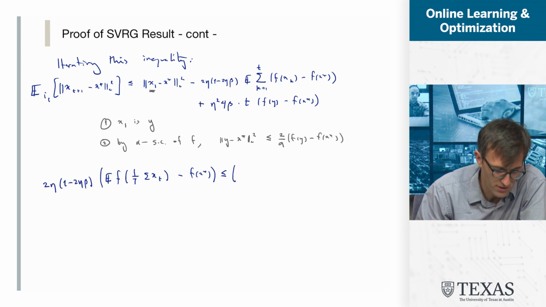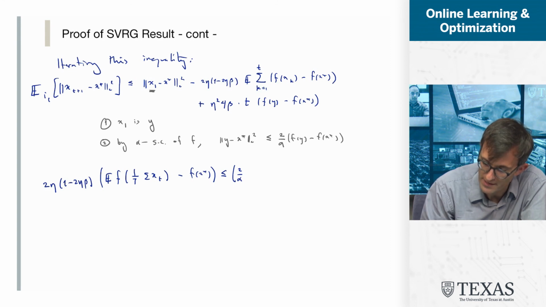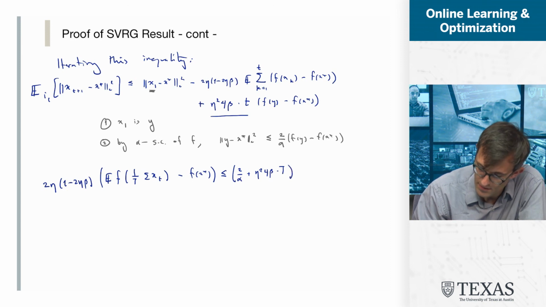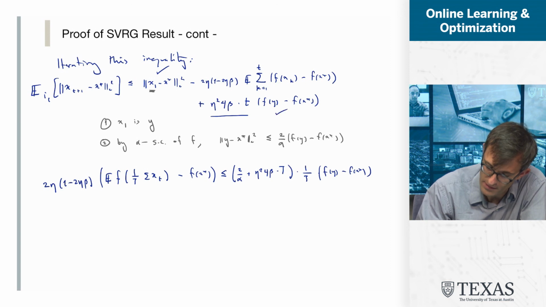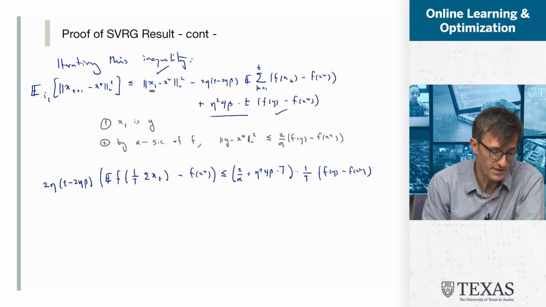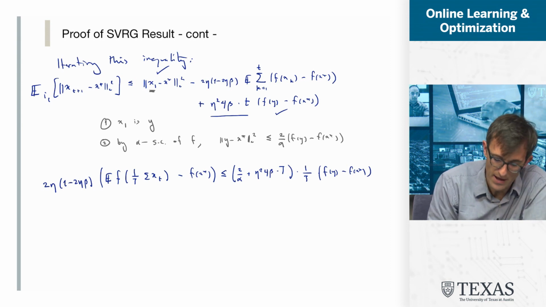it's just accounting. You just need to trace through everything. Here's my 2 over alpha times f of y minus f of x star. I need to add that to eta squared 4 beta times t. But I'm also dividing by t, so I've got my 1 over t, and this is my f of y minus f of x star. So this is what happened to this term and this final term. And this middle term moved over onto the left, so this is what we've got. Dividing through by this constant, we finally get our result.